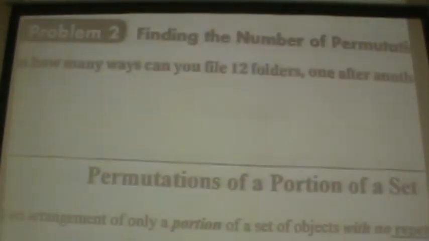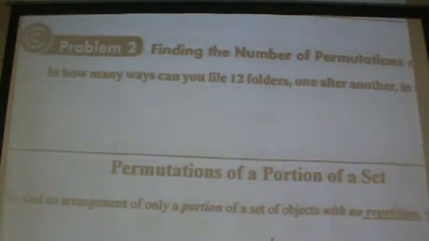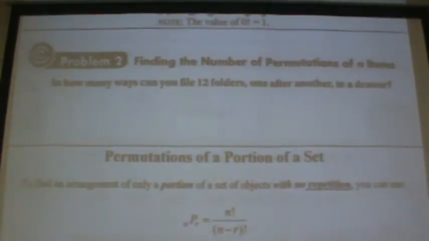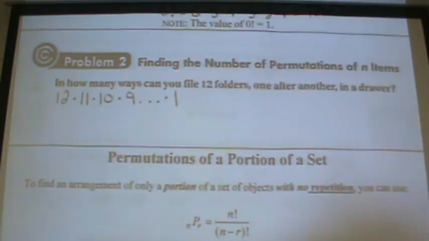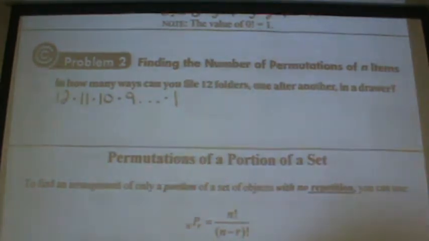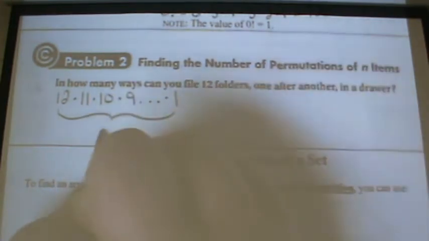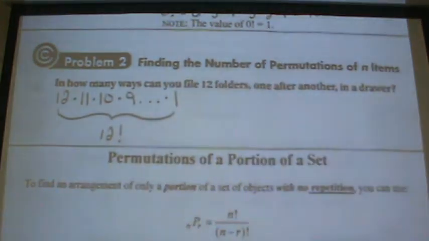So looking at problem 2, it asks, in how many ways can you file 12 folders, one after another in a drawer? So this is where order would matter, because you would have 12 folders to start with, but after you file 1, you're left with 11, and then 10, 9, and so on until you get to 1. So this is a factorial problem. This is 12 factorial.